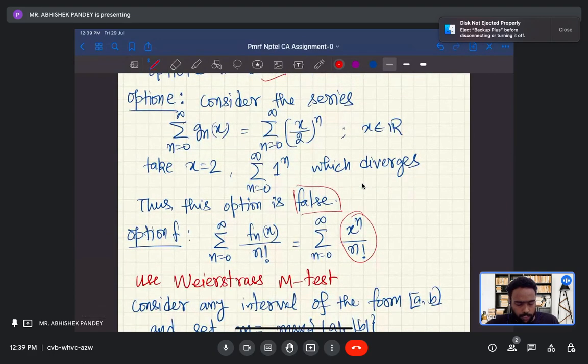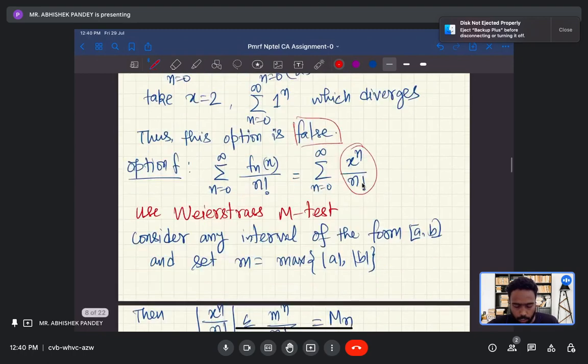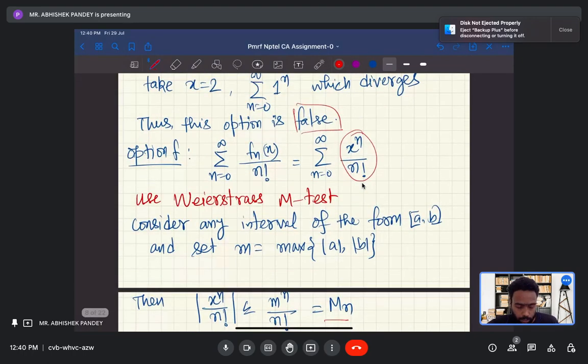So consider the series summation of gn(x), n goes from 0 to infinity. So the summation from n equals 0 to infinity of (x/2) to the power n. At x equals 2, this is nothing but the summation of 1 from n equals 0 to infinity, which diverges. Okay, thus this option is false. Let us look at option F. The summation from n equals 0 to infinity of fn(x)/n factorial is basically the summation of x to the power n upon n factorial.